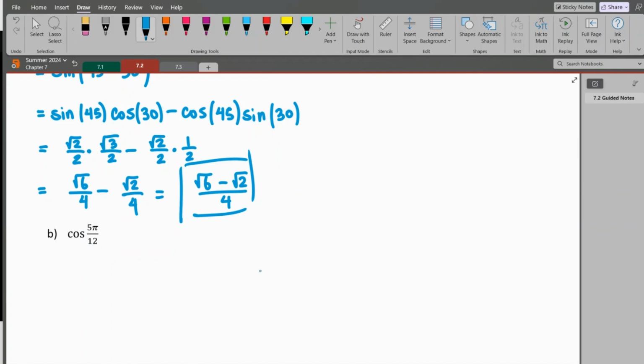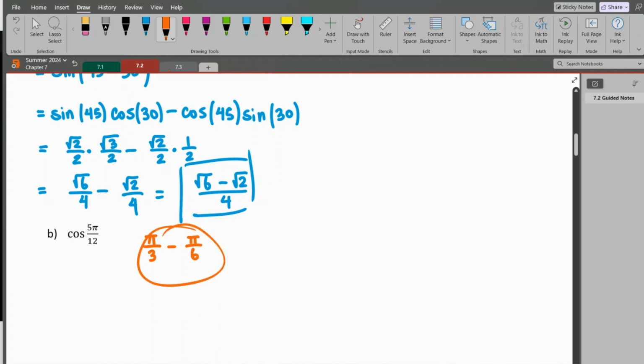But maybe if we try pi over 3 minus pi over 6, that might be a good first try. Okay. Let's try that. See if we have any luck. We might have to adjust it, but it's okay. And I was going to do this by hand, but we most certainly could check these really quickly on the calculator.